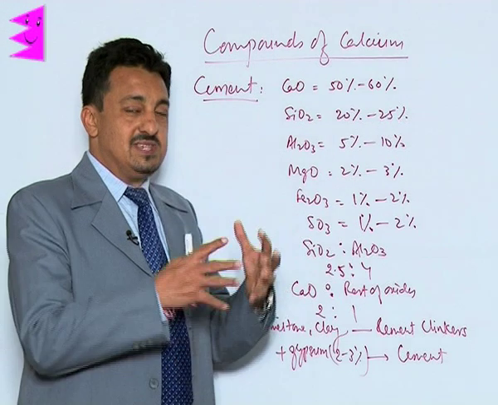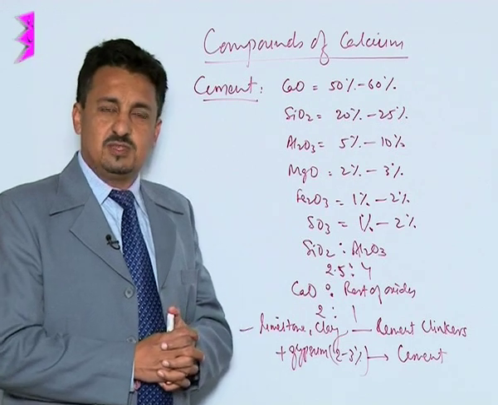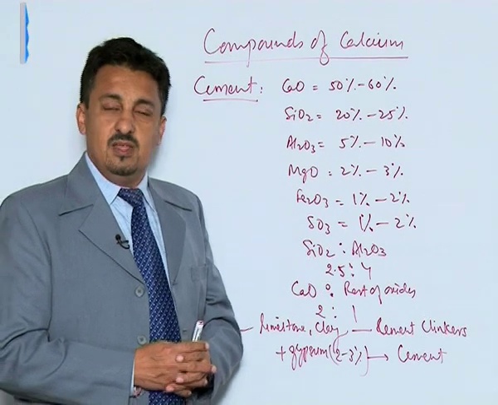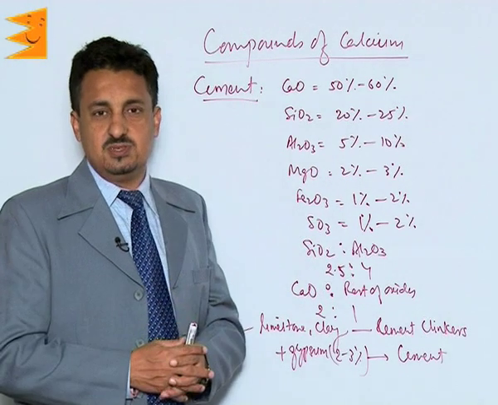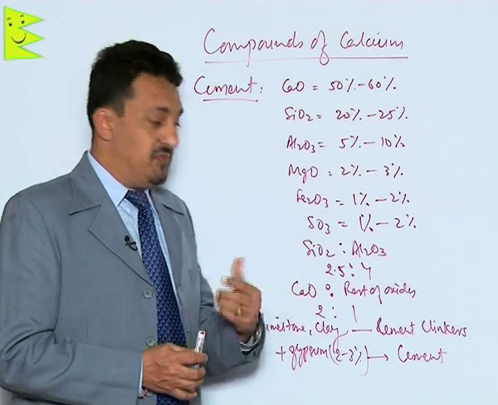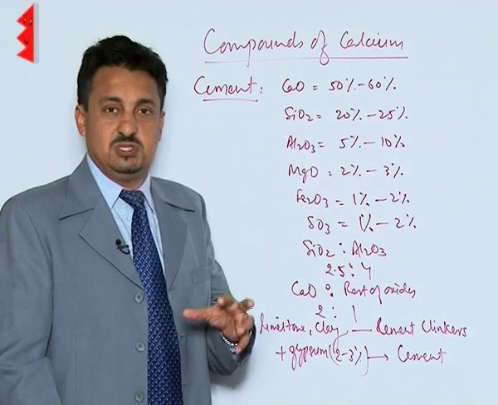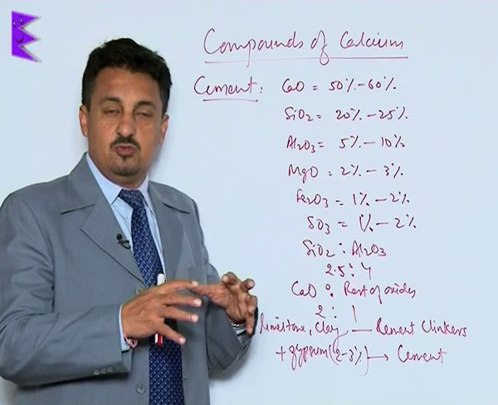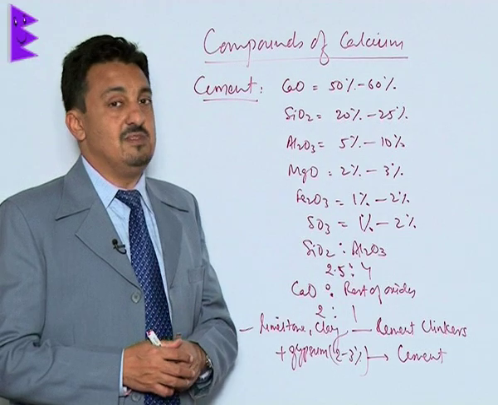Now, the setting of cement. The cement settles down into a solid mass when mixed with water. This process is a hydration process. It's an exothermic process; it releases energy. The main purpose of adding gypsum is to slow down this process, because the slower this process is, the more easily the cement settles into a much harder solid mass.